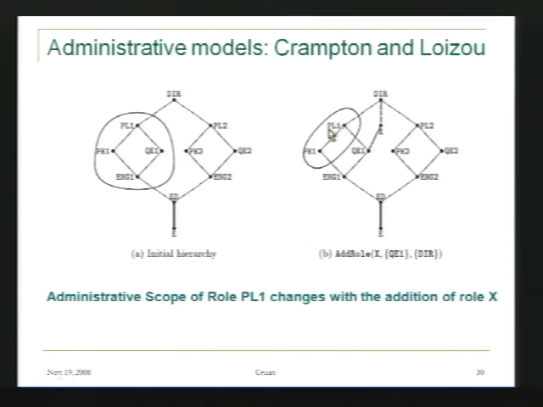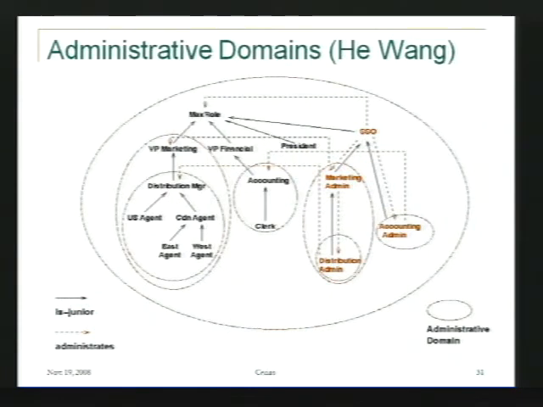The consequence of which is that if you add a role here, X, this thing sort of pops out into a different shape. And so the roles that this PL1 role controls change sort of on the fly. And so my student, Wang, who's going to finish his PhD in a few weeks, came up with, actually this was his master's thesis, an administrative model which is decentralized.